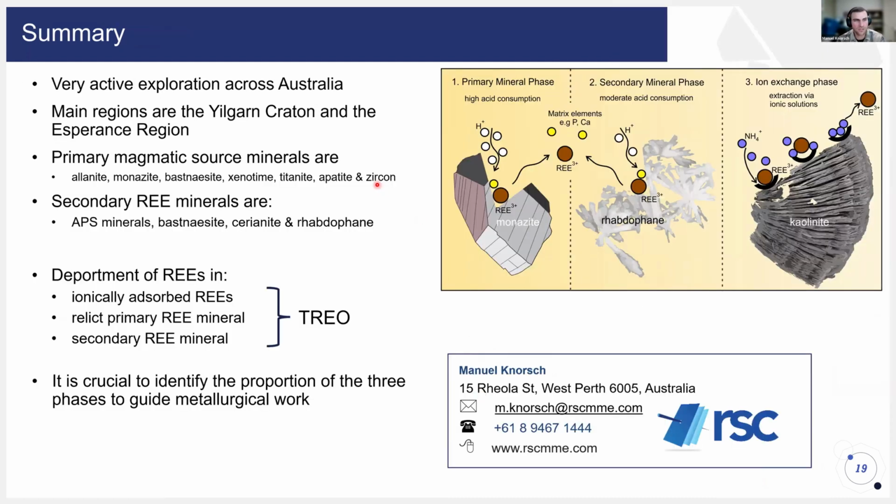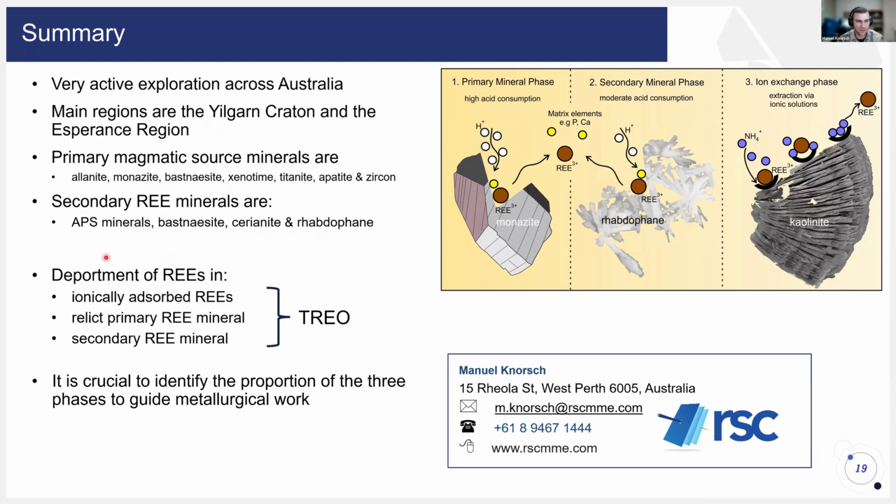So now to come to the summary slide here. Overall, we see very active exploration across Australia. Slowed a bit down over the last half year, certainly, but still we see more companies coming out with their projects. The main regions we see are the Yilgarn Craton and the Esperance region. It's listed here all the primary magmatic source minerals and all the secondary rare earth minerals that we see quite often in those deposits, predominantly rhabdophane.